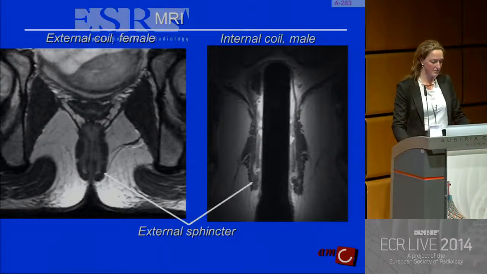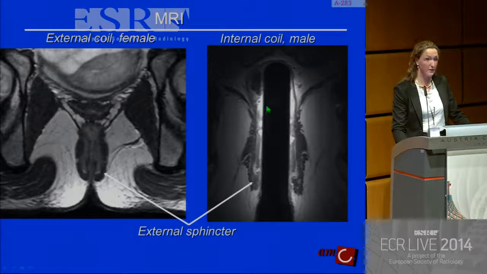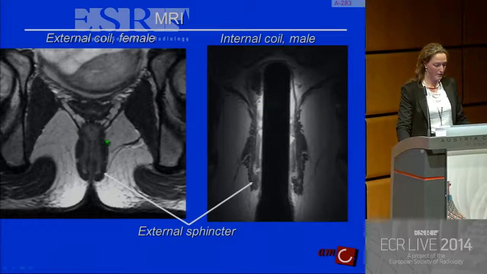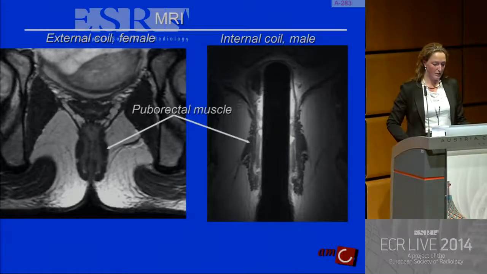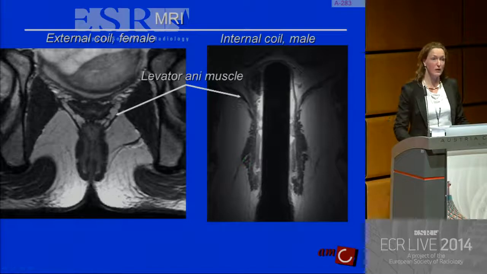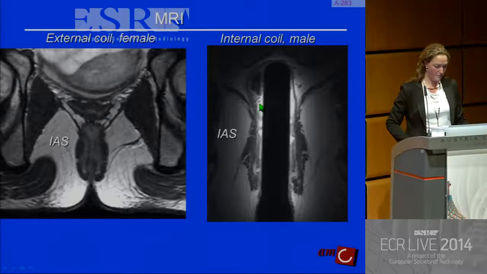These are coronal images, again, phased array and endoluminal coil. Here the external sphincter, hypo-intense. The hyper-intense internal sphincter. And here, better delineated with the internal coil, but also nicely visible with the phased array, the puborectal muscle. And then cranially of those, the levator muscle. And of course, outside of the anal sphincter, the ischioanal space.